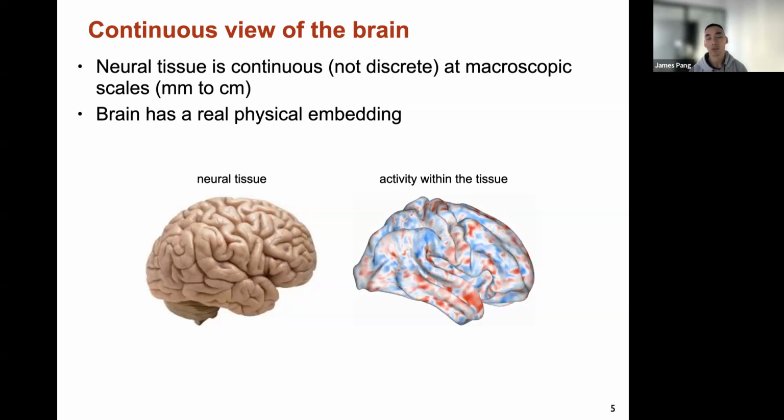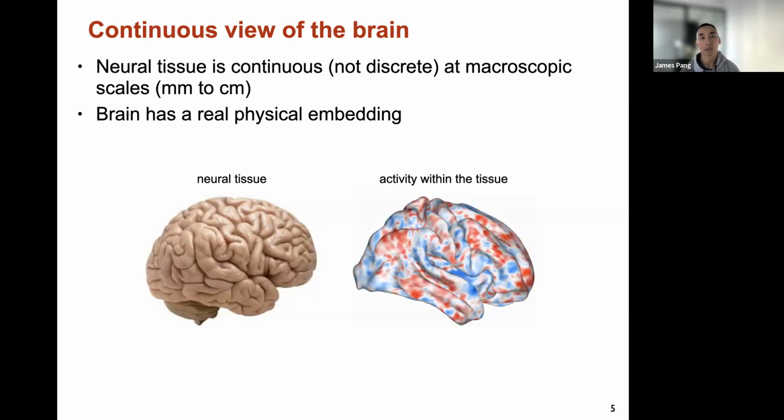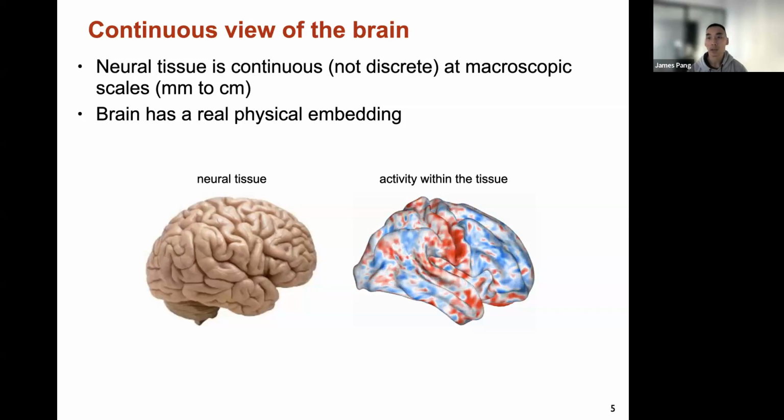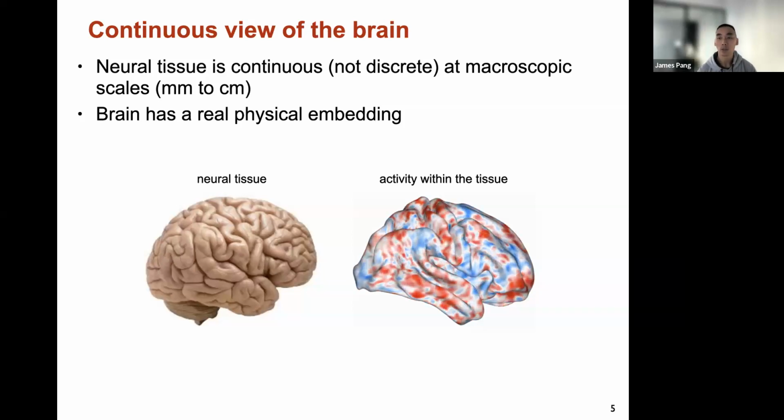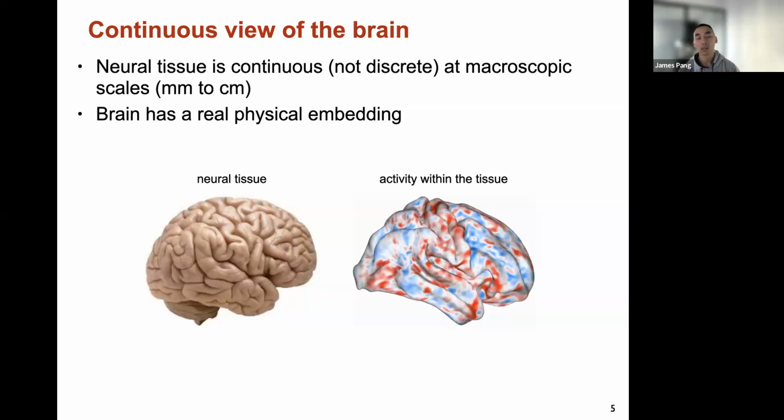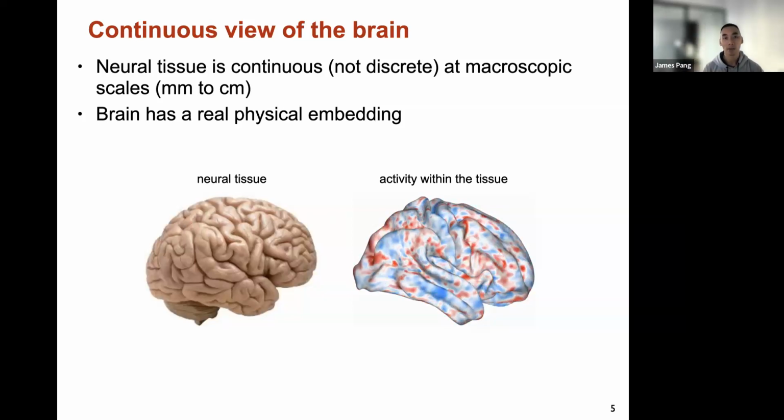The limitation of the discrete view of the brain is that if you look at the neural tissue at macroscopic levels, from millimeter to centimeter scales, it is actually not discrete. It's pretty continuous. And if you look at fMRI activity at those scales, you will see these waves of activity that propagate throughout the brain. Additionally, the discrete view ignores the idea that the brain is an intrinsic, real, physical object.